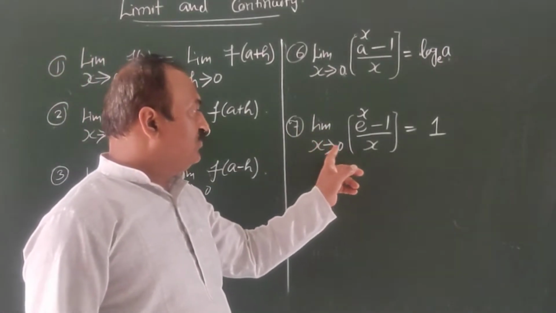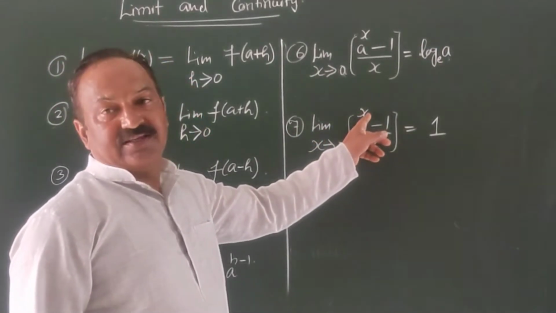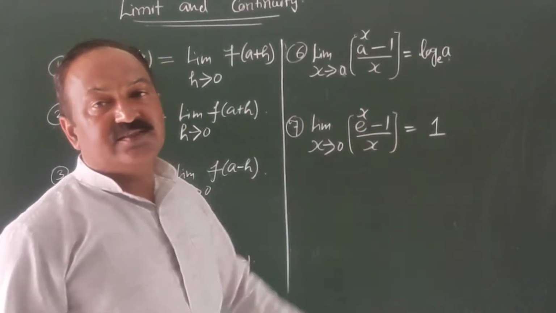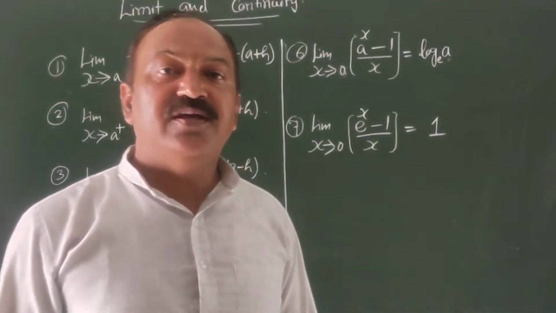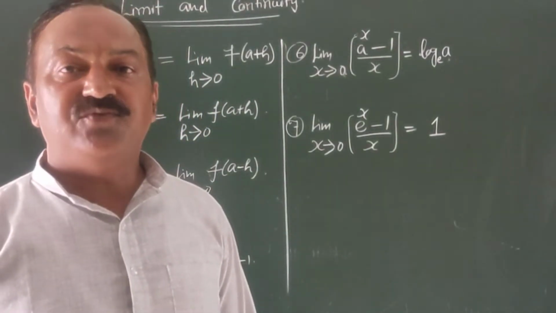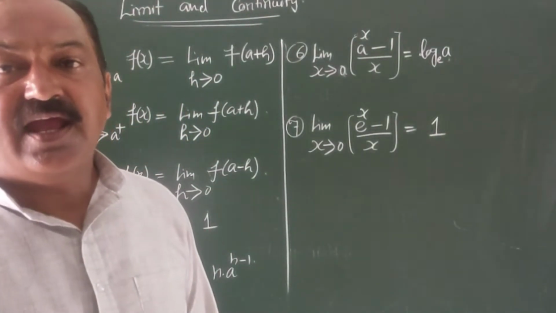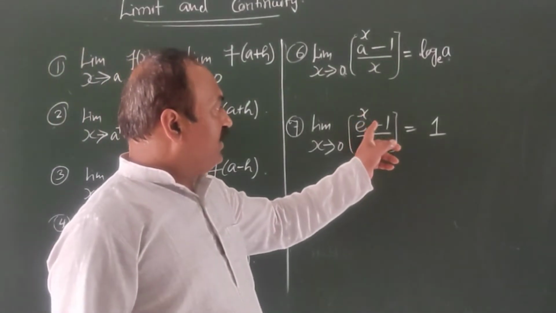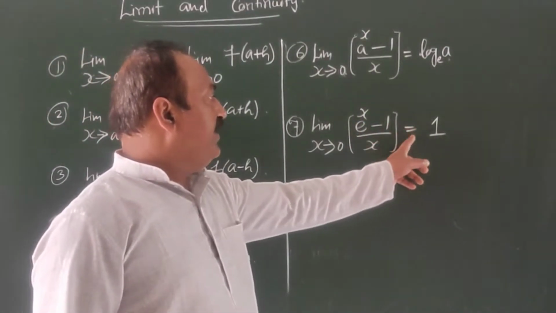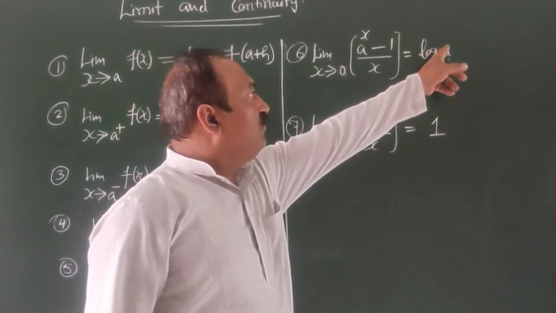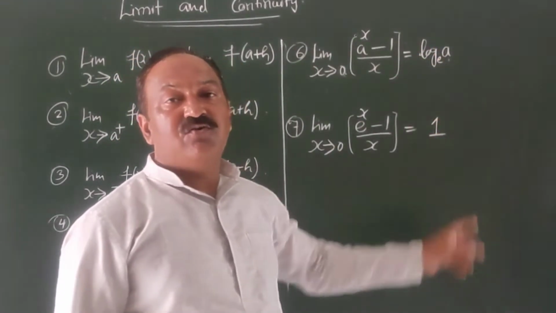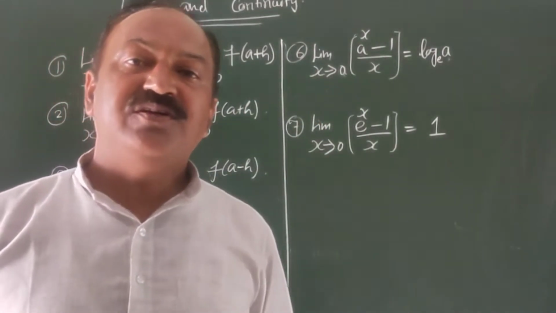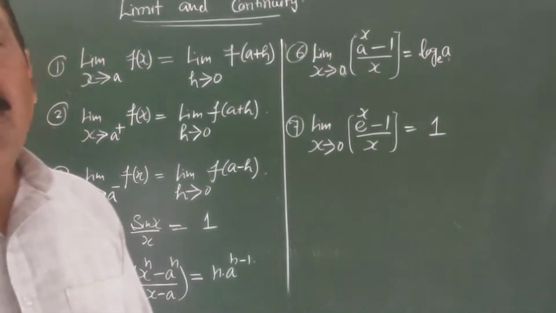And seventh is limit of x approaches to 0 e raised to power x minus 1 upon x. Where a is, there e will come, where e is a constant, its value is 2.7 up to 1 decimal point and it lies between 2 and 3. Its value becomes log of e base e, that is equal to 1. So these are the 7 very important formulas of limits.